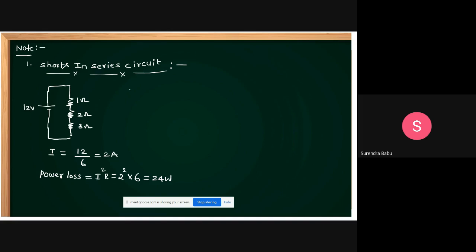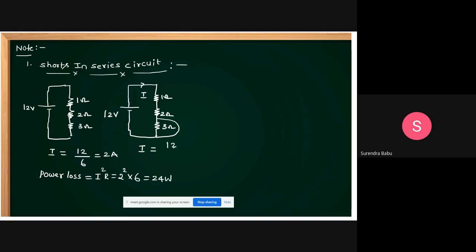Okay, next, the same circuit represented like this. Let this be 1 ohm, this is 2 ohm, and this is 3 ohms. But this 3 ohm resistor is shorted. This is 12 volts. Now, can anybody tell what is I now? What is the current in this circuit?